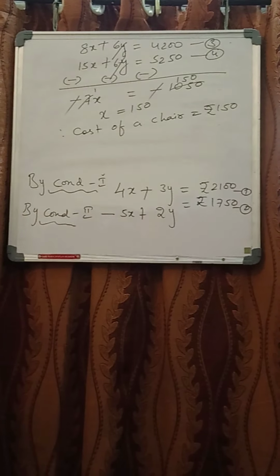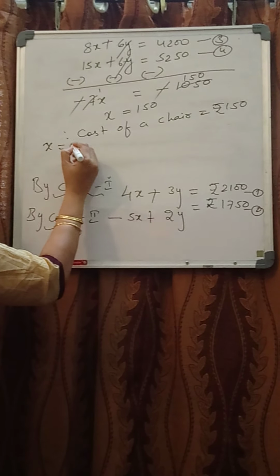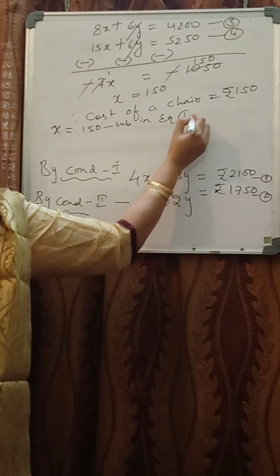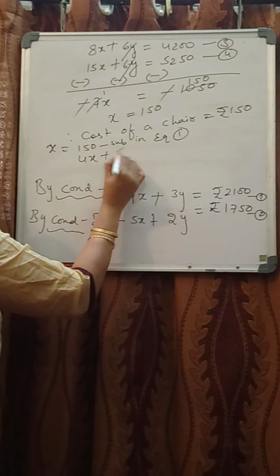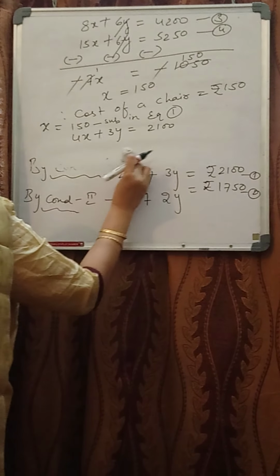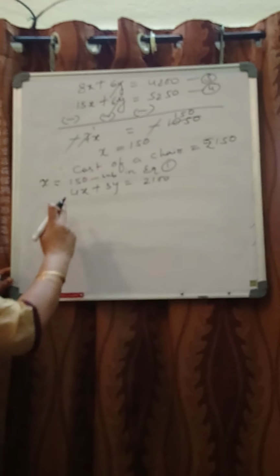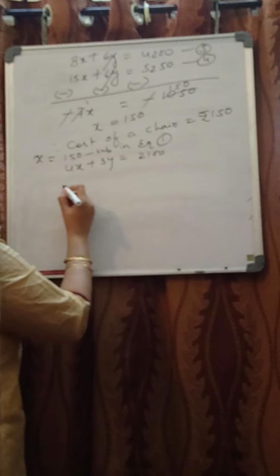Y. So we have to find the value of y, children. Now substitute x equal to 150 in any one of the equations. Let's substitute x equal to 150 in the first equation, children. What is equation 1? 4x plus 3y is equal to 2100. Yes? So substitute x equal to 150 in this linear equation, 4x plus 3y equal to 2100, children.